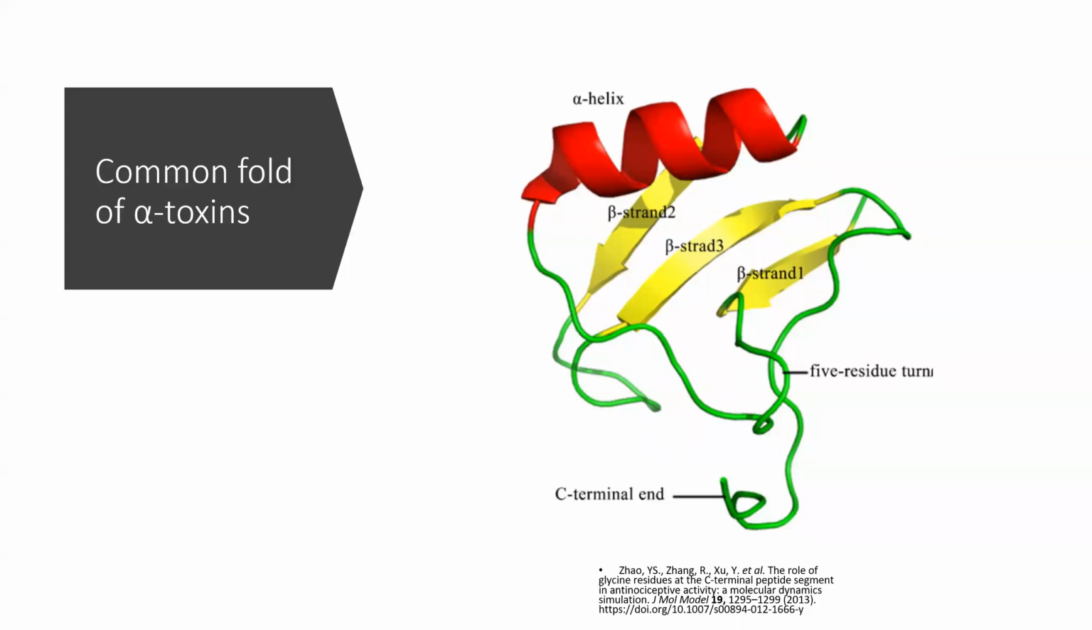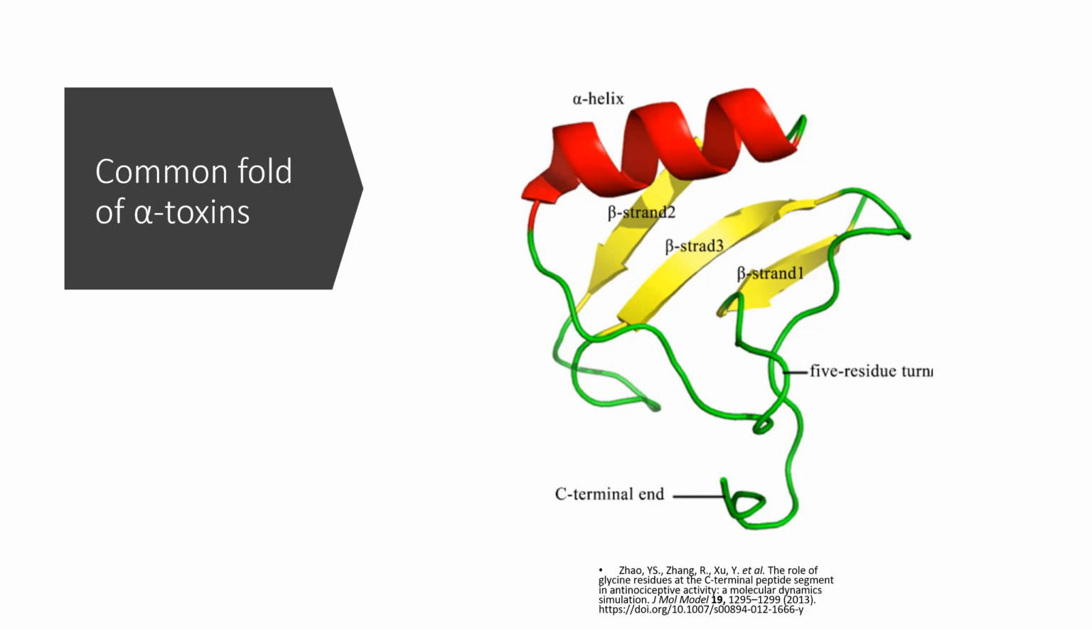Most scorpion alpha toxins have a common framework consisting of 3 double-stranded anti-parallel beta sheets, shown in yellow, as beta strands 1, 2, and 3 are linked to a short alpha helix, as you can see in red in the figure. The loops are shown in green.